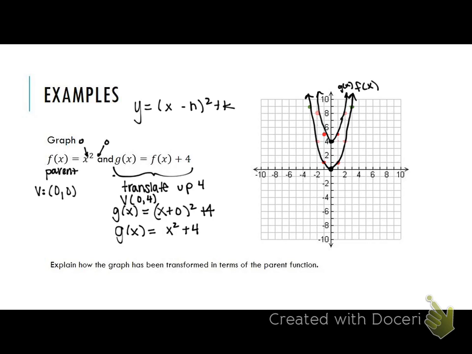So look at this another way, guys. Please focus for a second here. F of x is the same thing as x squared. So if it's the same thing as x squared, can't we replace f of x with x squared? Isn't that what we got? X squared plus 4? Yes. Okay, so explain how the graph has been transformed in terms of the parents. Well, we already did that, so I'm going to just circle this. It translates our graph up 4.